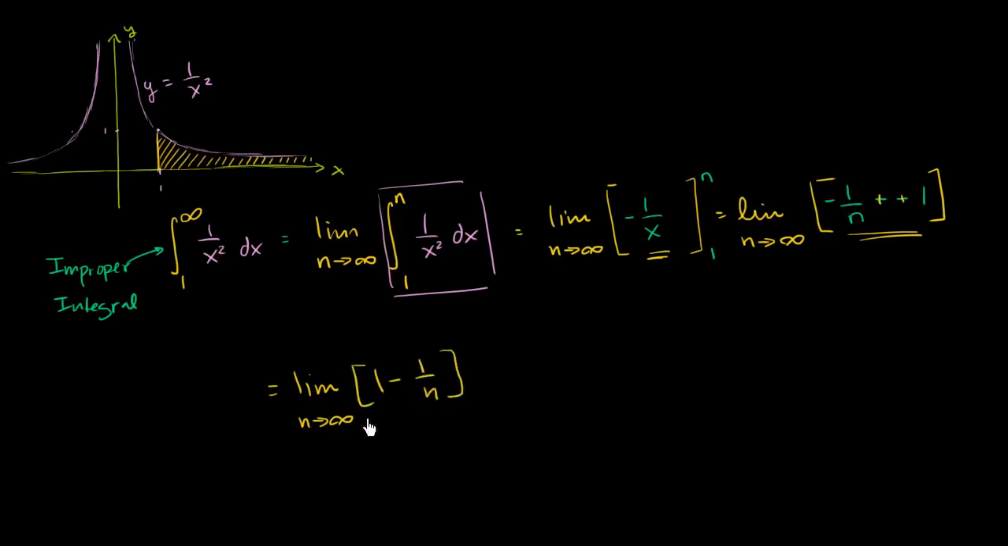And lucky for us, this limit actually exists. As n approaches infinity, this term right over here is going to get closer and closer and closer to 0. 1 over infinity you can essentially view as 0. So this right over here is going to be equal to 1, which is pretty neat. We have this area that has no right boundary. It just keeps on going forever, but we still have a finite area, and the area is actually exactly equal to 1.